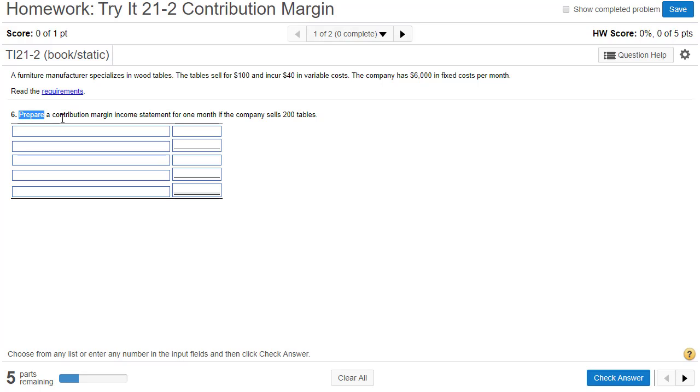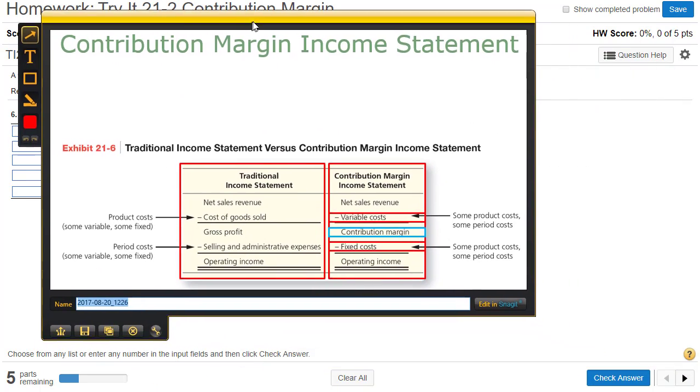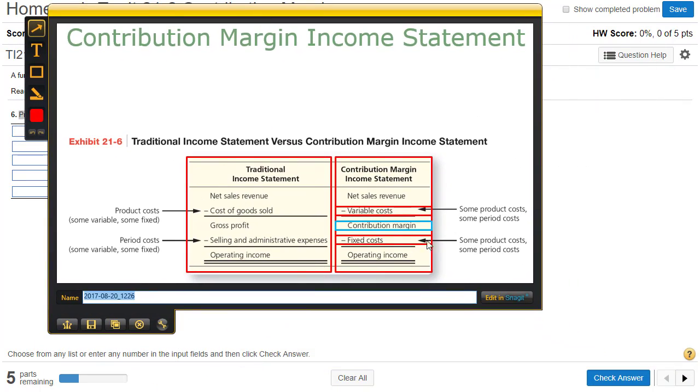So our first task is to prepare a contribution margin income statement for 1 month if the company sells 200 tables. So going back to our slides, here are the two formats of the income statement. In previous chapters, we always used the traditional income statement, which is just sales revenue minus cost of goods sold, which gives us our gross profit. And then we subtract our period costs, which are selling and admin expenses, which gives us our operating income.